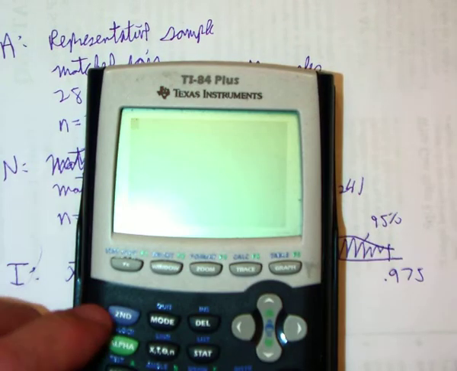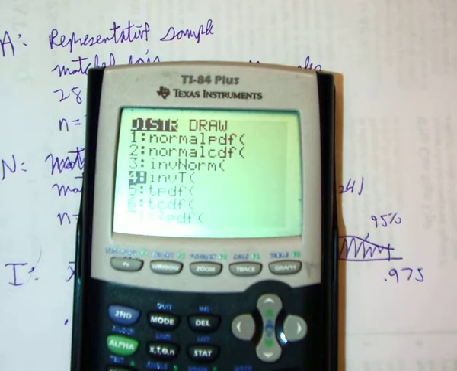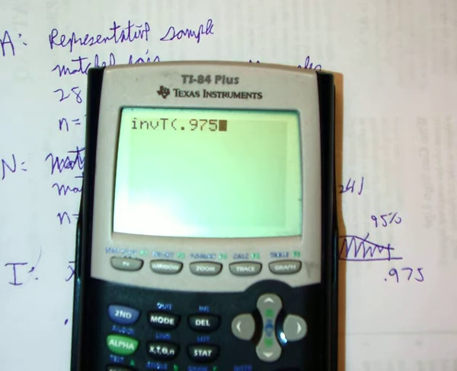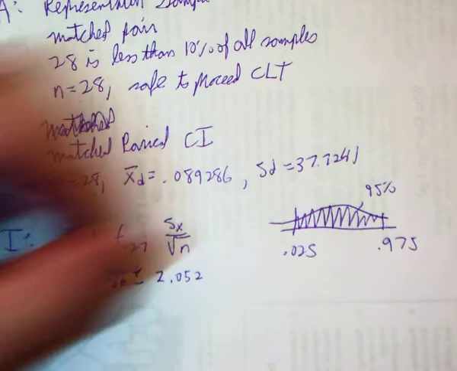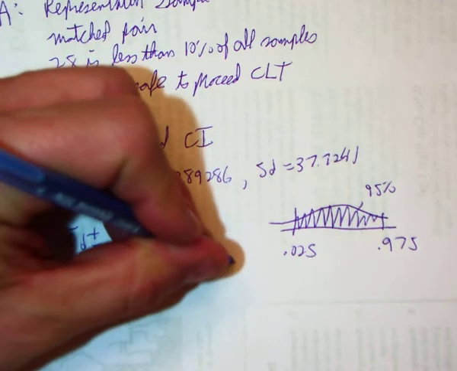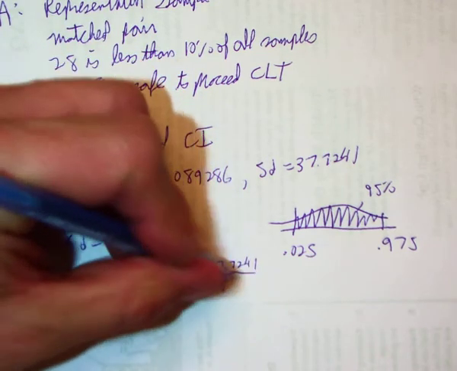Okay, so second distribution, inverse t, 0.975 with 27 degrees of freedom because it's just n minus 1. If we do that, we get 2.052. Okay, and then we're going to do 37.7241 over the square root of 28.